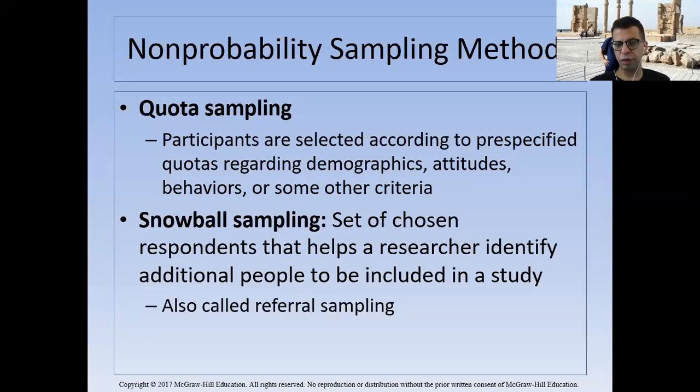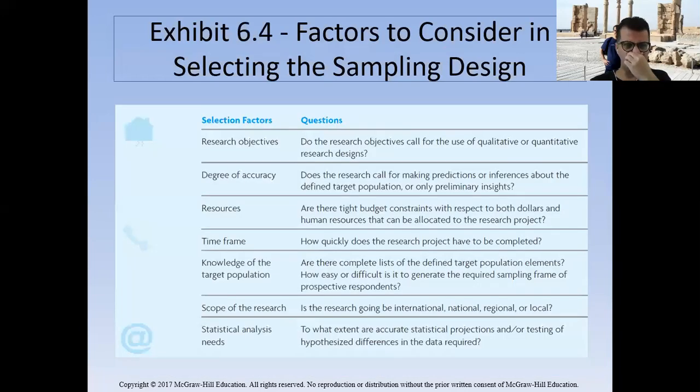It's also called referral sampling. So basically, the factor to consider in selecting a sample design is, first, as we said, the research objective.